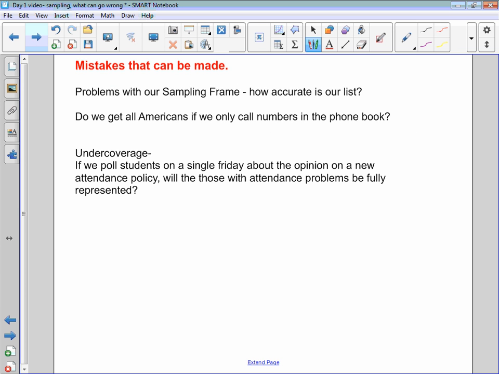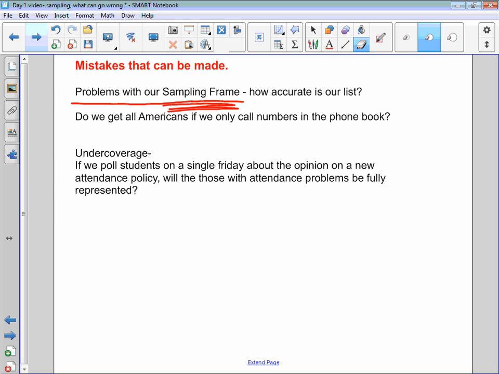All right, so mistakes that can be made. These are problems with our sampling frame. Sampling frame is the list that we're using to pick randomly from. So an example of a problem with the sampling frame would be if we went to ask questions of seniors and we printed out a list, and we went to do this the week before graduation, and we had a list of last year's juniors.